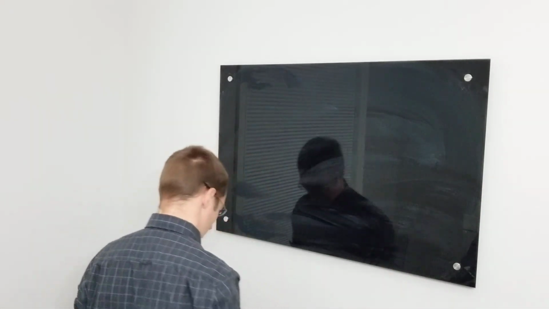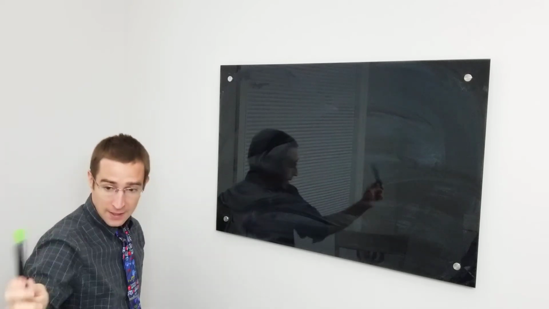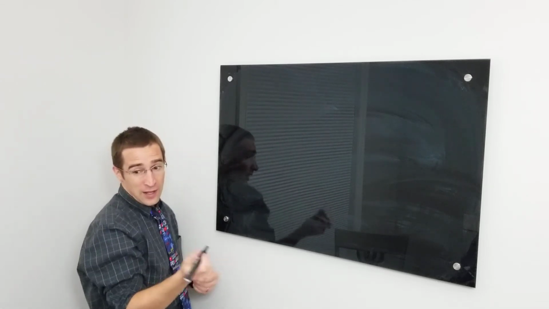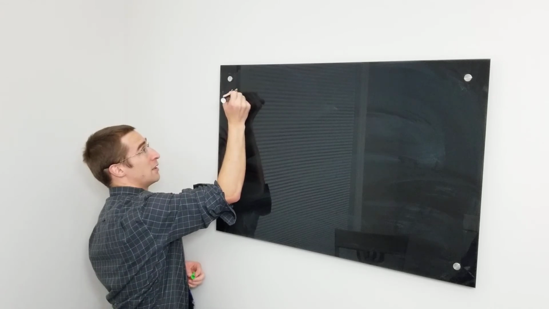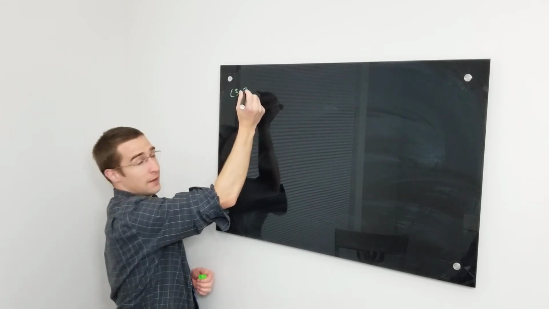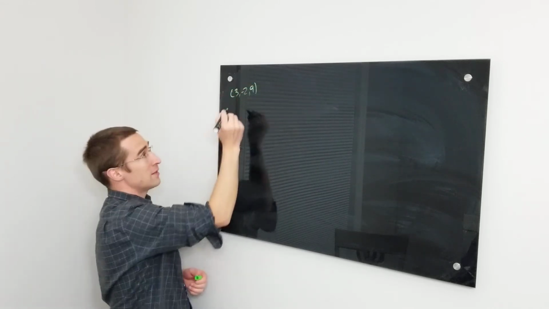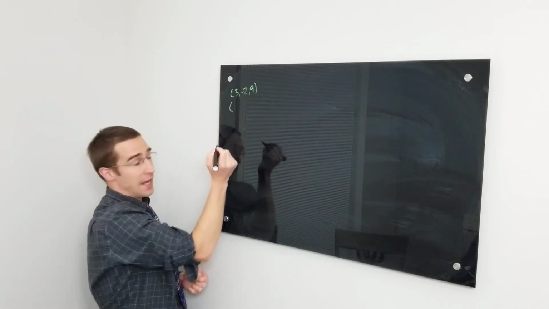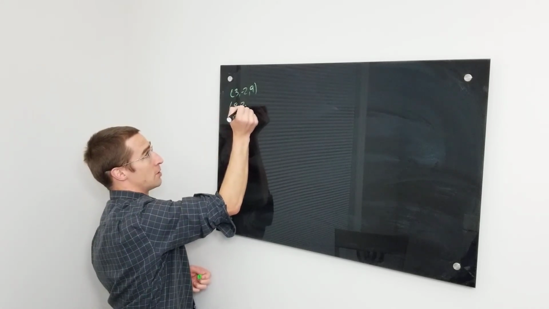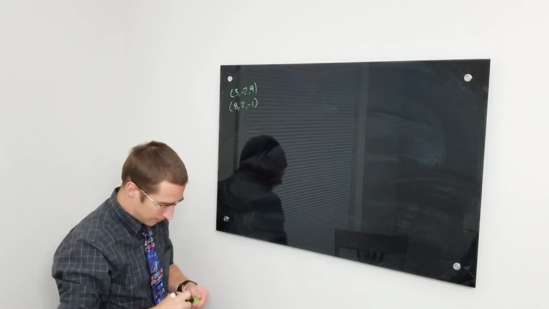Okay, all right. Let's say we have 2 points that we're going to put a line through. In this case, we don't have the parallel vector. We just got 2 points. That's all you need for a line. So we got 3, negative 2, 9. That's 1 point. And the other point is 8, 2, negative 1.